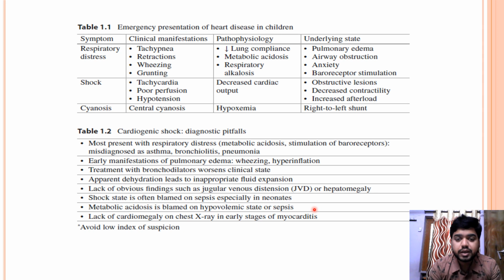Then lack of cardiomegaly on chest x-ray in early stages of myocarditis. Yeah, this is one more pitfall. Most of the pediatricians tend to feel that cardiac means for them there should be cardiomegaly. It need not always be. In cardiac emergencies, or neonates or children presenting with cardiac complaints in emergency, cardiomegaly is not a dictum. There need not be cardiomegaly for every cardiac emergency. So don't think that because the x-ray heart shadow appears normal, it doesn't look cardiac. No, that's not so. Based on cardiomegaly, don't decide whether this is cardiac or respiratory.